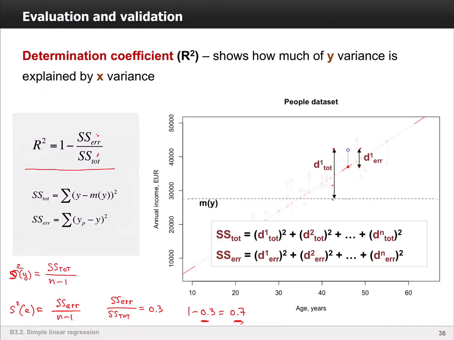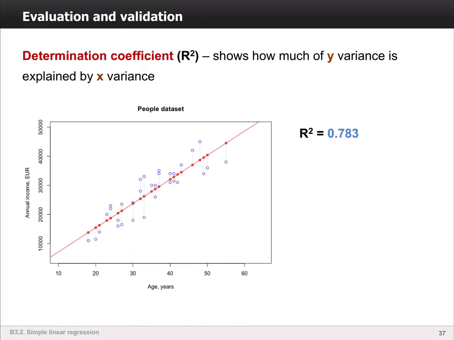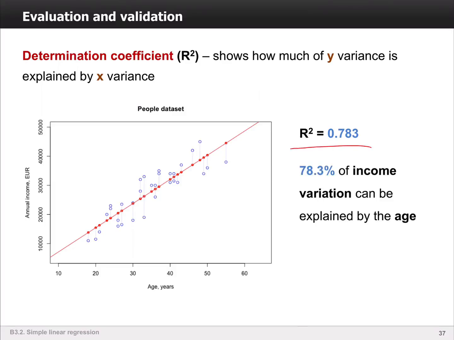Okay, so that's the coefficient of determination. It tells you how much of y variance can be explained by x variance, or can be explained by the model. And if we calculate the coefficient of determination in our case, we will get 0.783. What does it mean? Well, it means a simple thing. It means that 78% or 78.3% of income variation or variance can be explained by the age. Or, of course, age-related factors, because we have a lot of factors related to age, like experience and so on. Okay, so 78%, it's quite a lot. But still we have 22% unexplained, because salary income depends on many other things also in our sample.